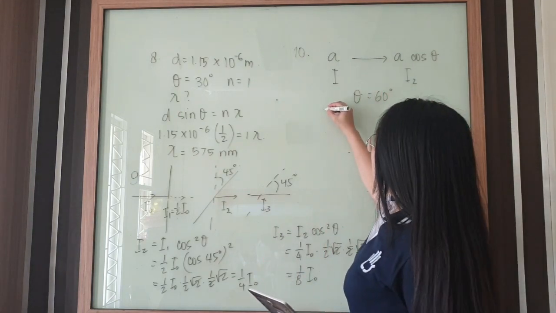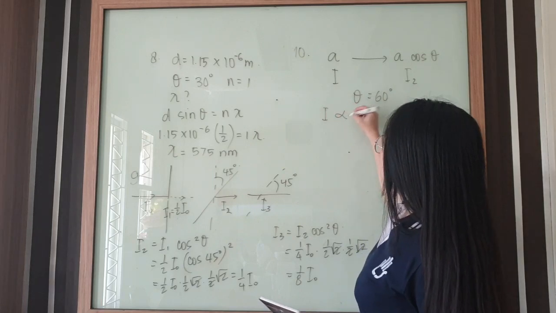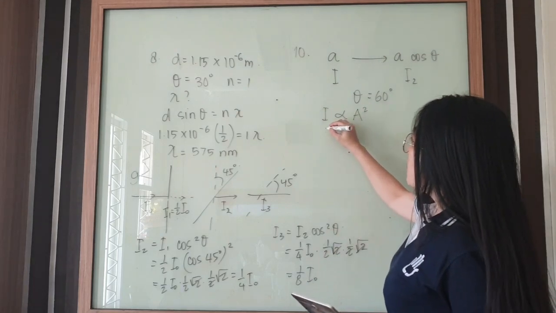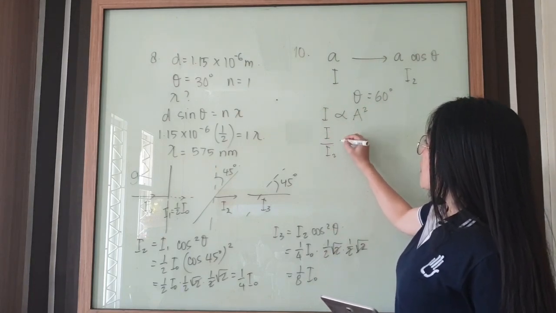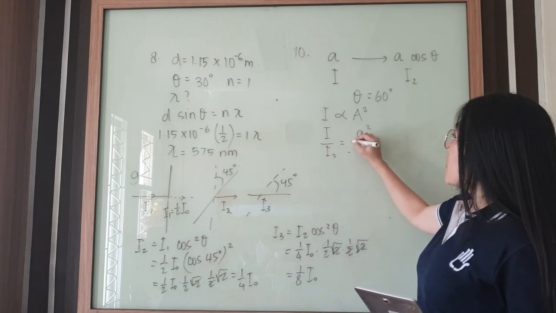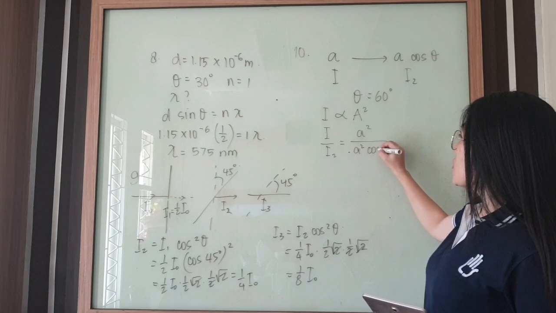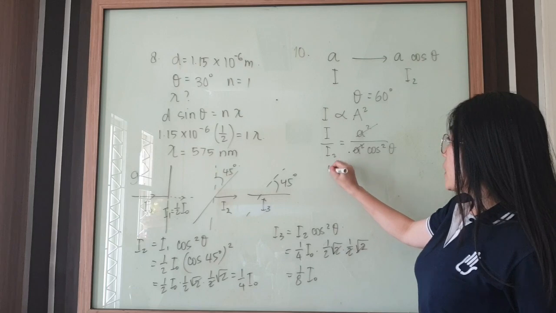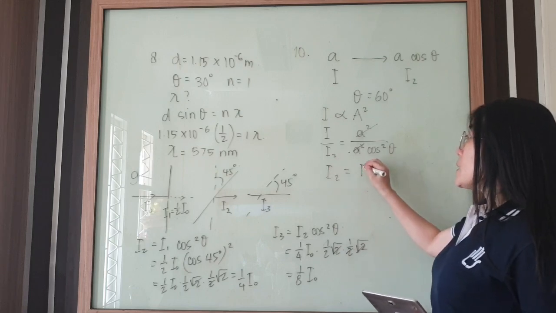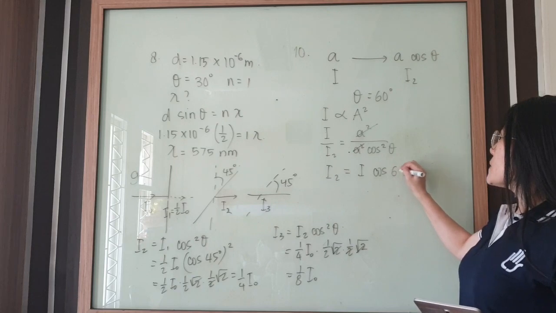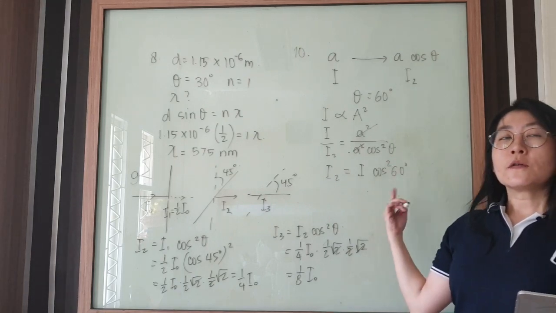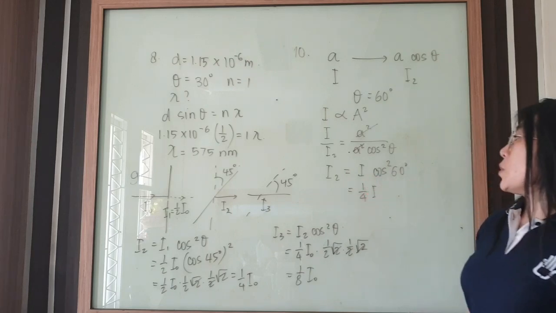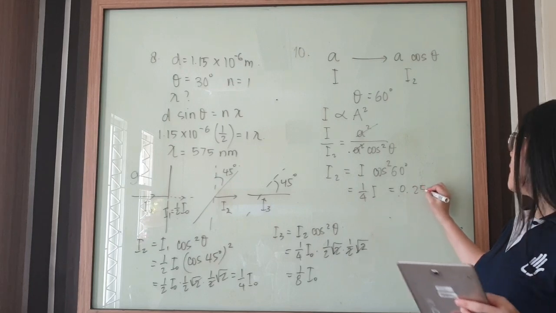We know the relation between I and amplitude. I is proportional to amplitude squared. So I would like to make a ratio here between I and I2. I is equal to A squared. I2 is A squared times the cosine of theta squared. So I can cross them out. So I get I2, which will be I times the cosine of 60 degrees squared. The cosine of 60 degrees is a half. A half squared is 1/4. So I2 is 0.25 I.